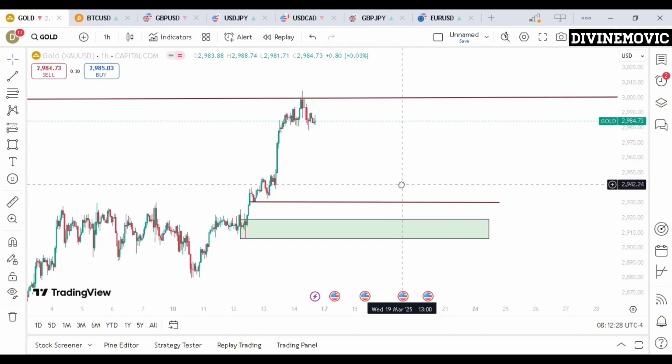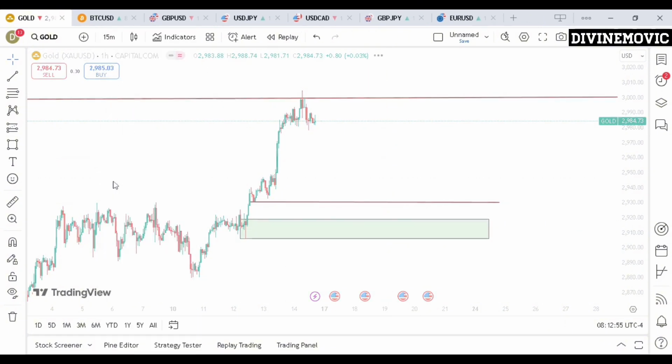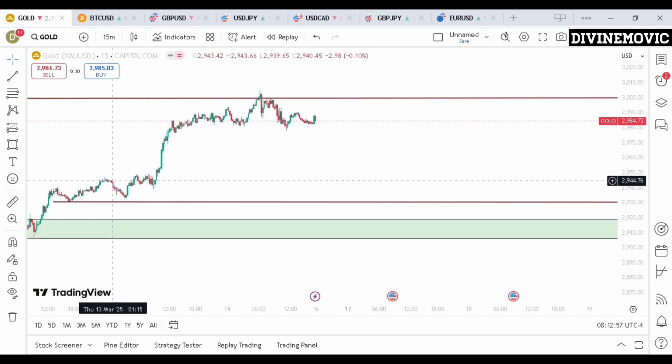So basically, we have identified the liquidity, we have identified the point of interest. Now, the next thing we want to look for is simply a confirmation that price is coming to this point, or a confirmation that price will continue to go to the upside. And we want to simply identify that confirmation on the 15 minutes time frame. And the way to identify that confirmation is by simply identifying structure, liquidity, and also a point of interest.